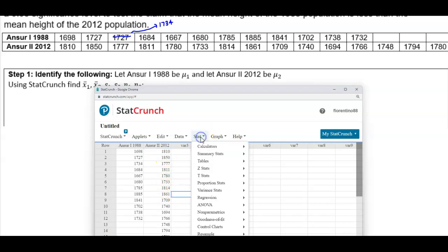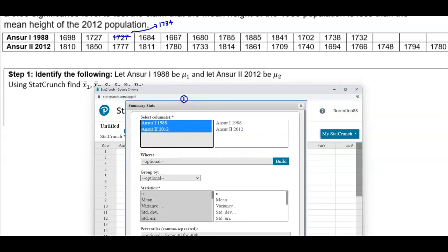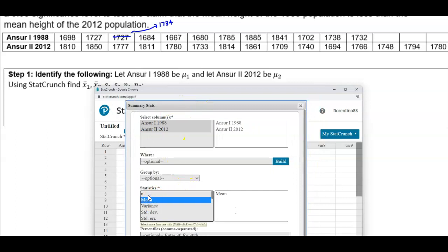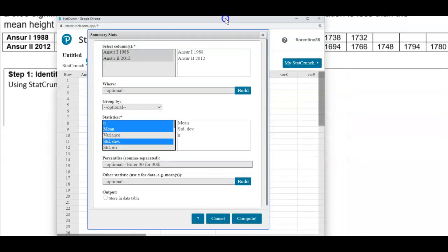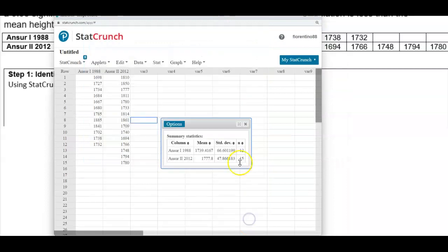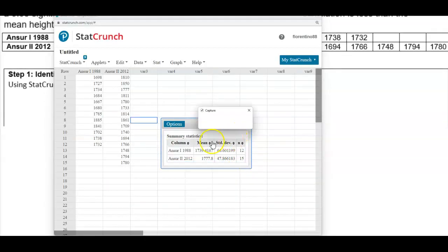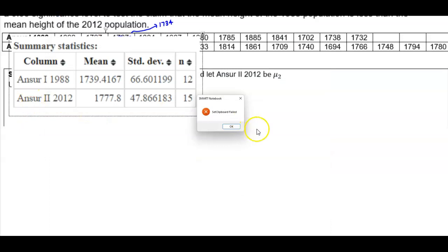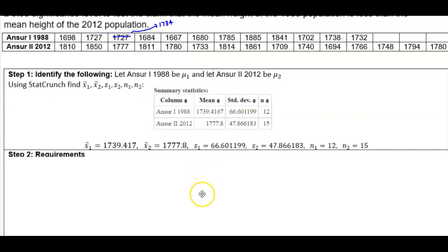So we're going to go ahead and select Stat. We're going to go to Summary Stats and select Columns. We're going to select both columns. Again, we want to find the mean, the standard deviation, and also the sample size for all of them. Then we select Compute. Okay, so it gives us that information. I'm going to go ahead and copy this. So now we have this data, and we can write our information.